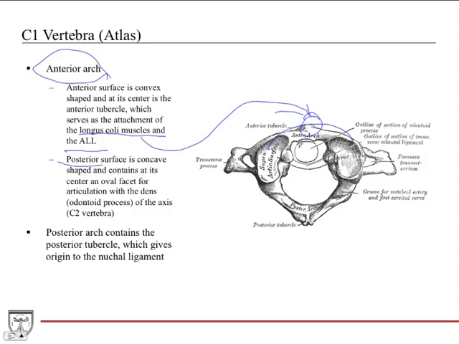Okay. Then you have the posterior surface of the anterior arch. So we're still talking about the anterior arch. It's a concave shape, and it contains at its center an oval facet, which is right here. You can see this little oval shaped part here. It's an oval facet for articulation with the dens, also known as the odontoid process.